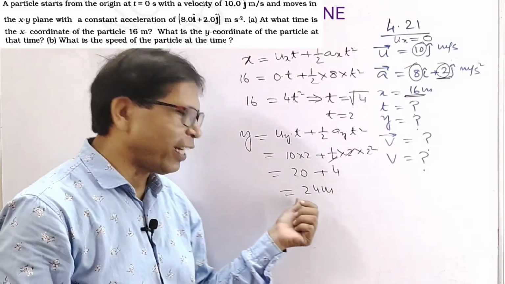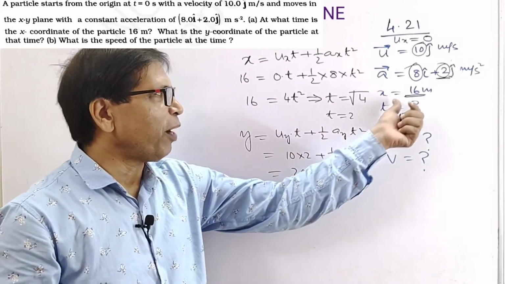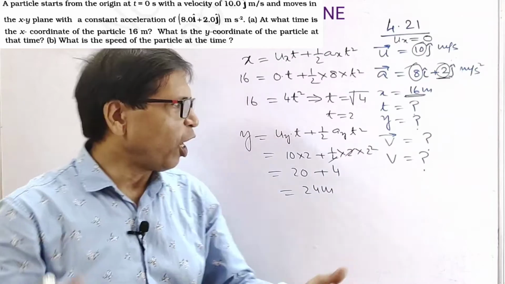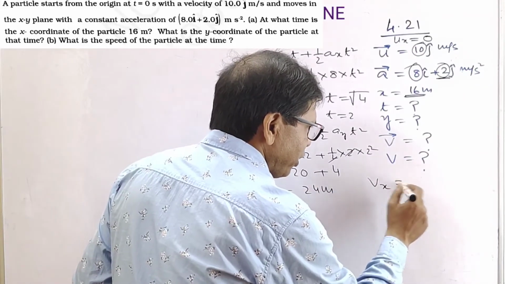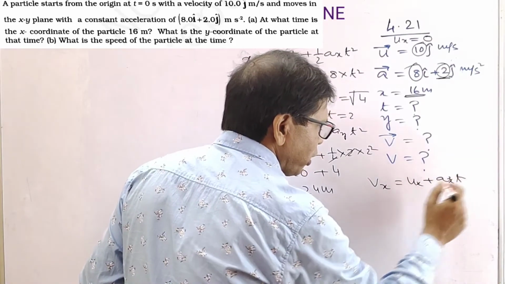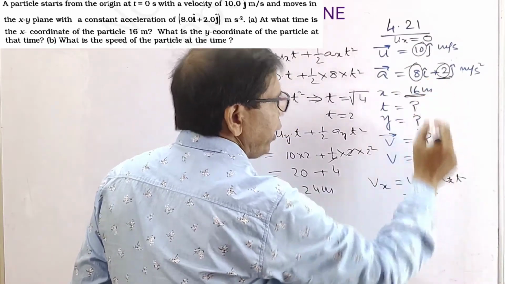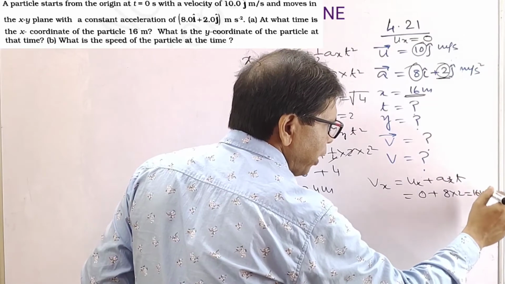So the position of the particle along the y-axis is 24 meters when the particle along the x-axis is 16 meters. Now velocity. Look at this: Vx is equal to ux plus ax into t. Ux equals 0, so 0 plus 8 into 2, that is 16 meters per second.